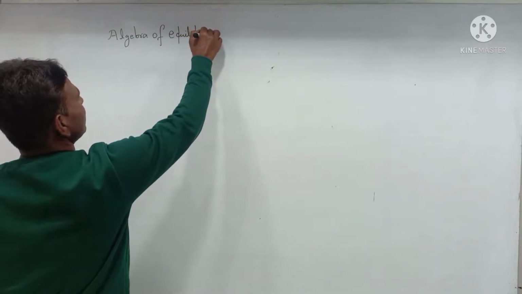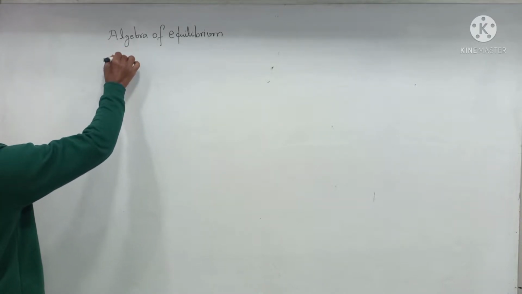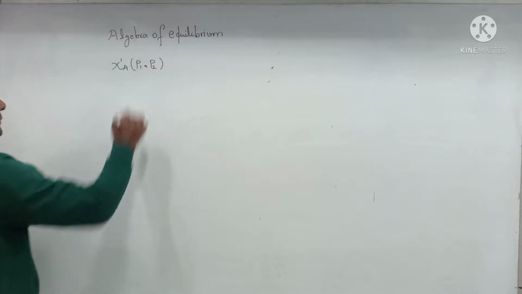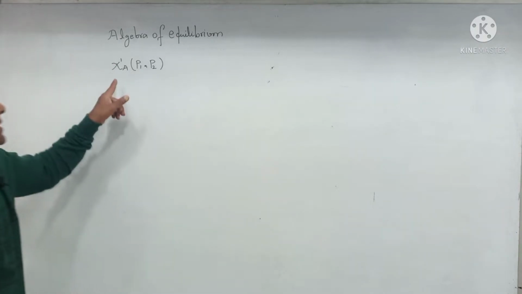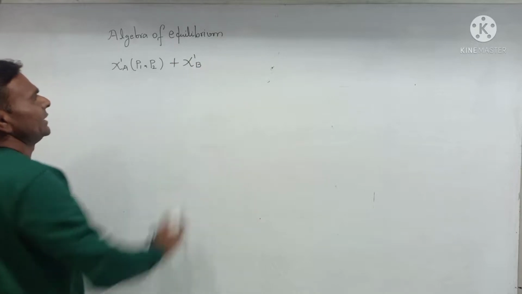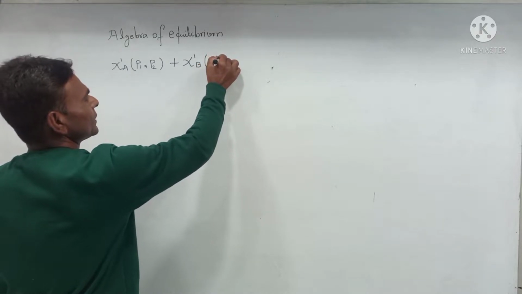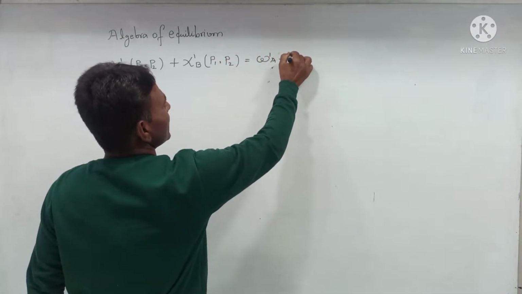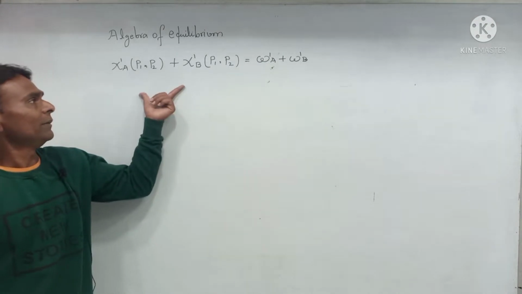Algebra of equilibrium. Okay, x1, which is a function of p1 p2, the relative price, is the amount of goods x1 consumed by person A plus x1b, the amount of goods 1 consumed by person B, is equal to the endowment of goods 1 held by A plus the endowment of goods 1 held by B. This equation is the balance: total demand equals total supply.